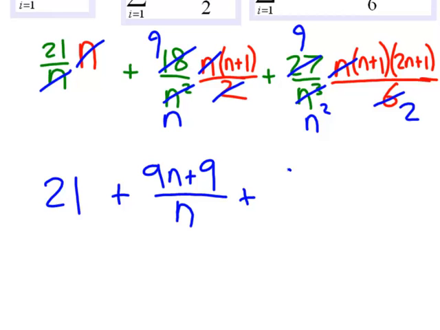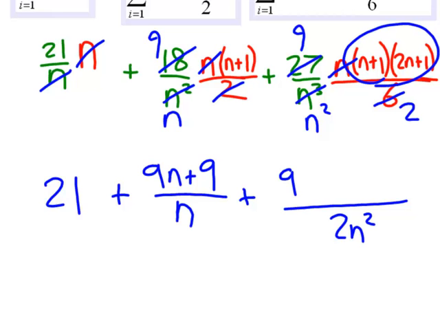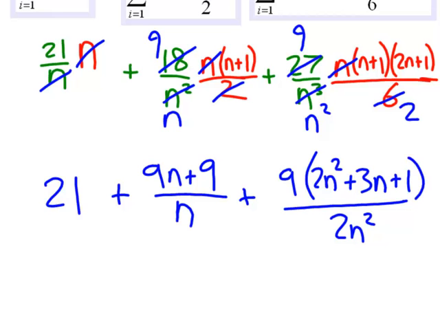Plus, let's do it this way, 9 over the 2n squared. And let's go ahead and distribute that out. Let's FOIL that out and get 2n squared plus, let's see, it's going to be n and 2n. It's going to be 3n plus 1.